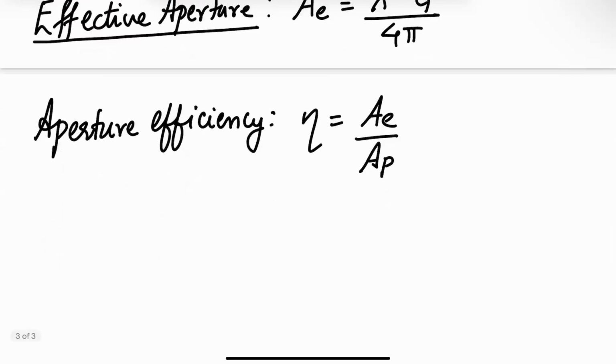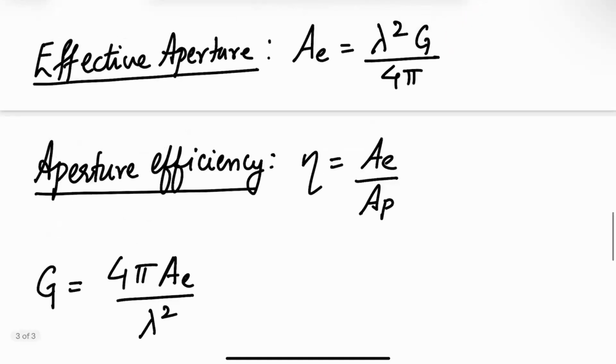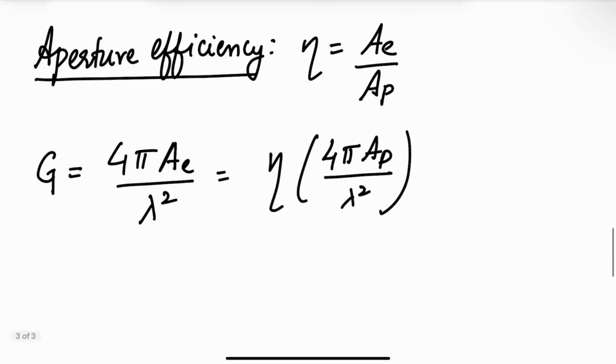All right. So based on these, why is all this so important, right? So the gain is written as 4 pi AE over lambda squared, which is the same thing as this equation here. So this I can now write as eta times 4 pi AP over lambda squared, where eta is your aperture efficiency.